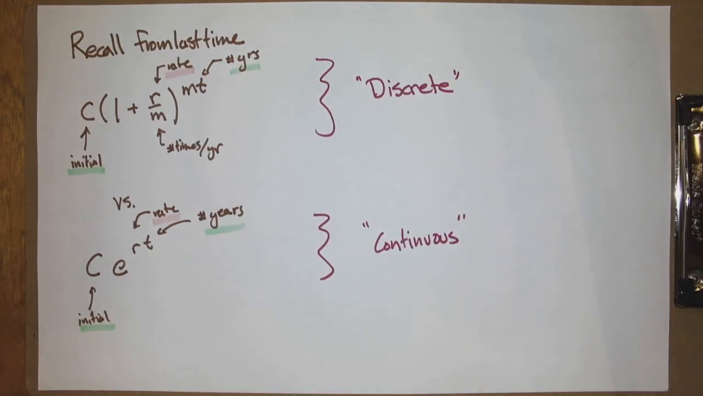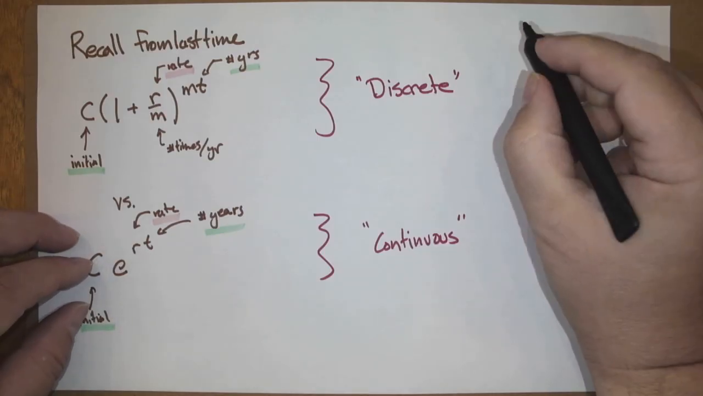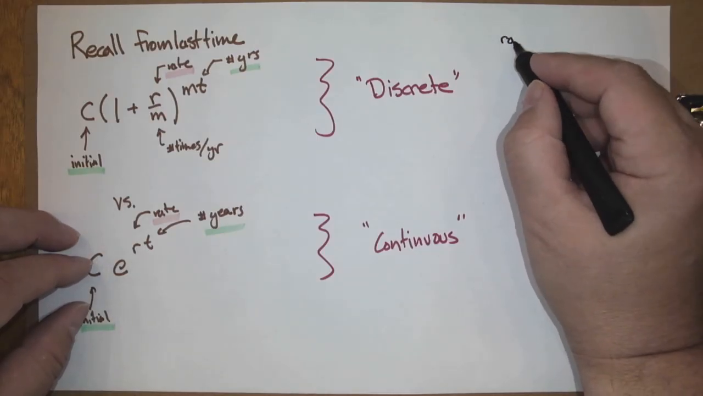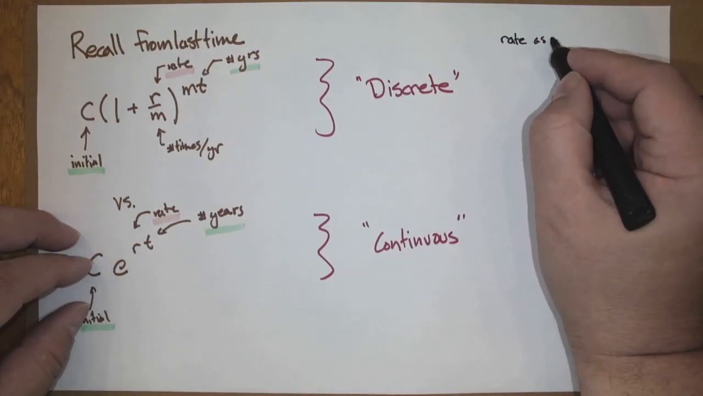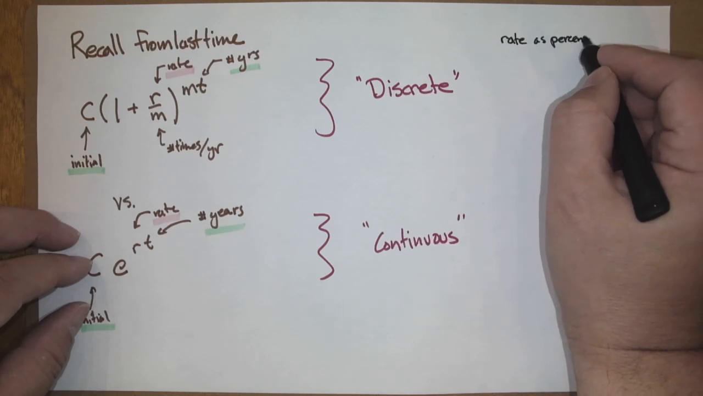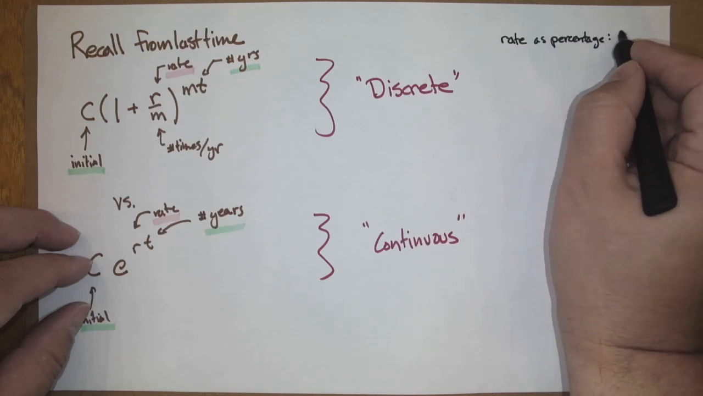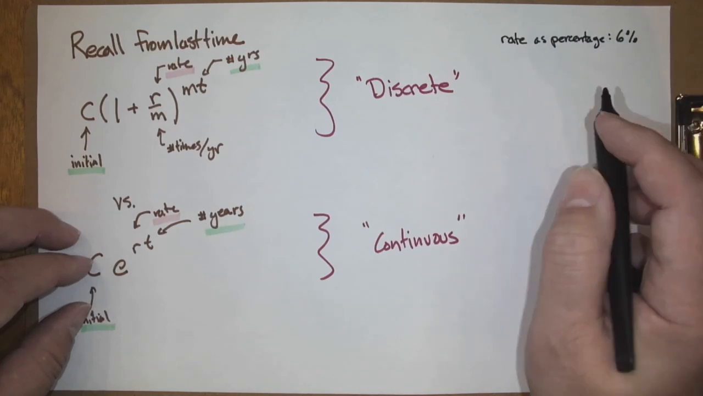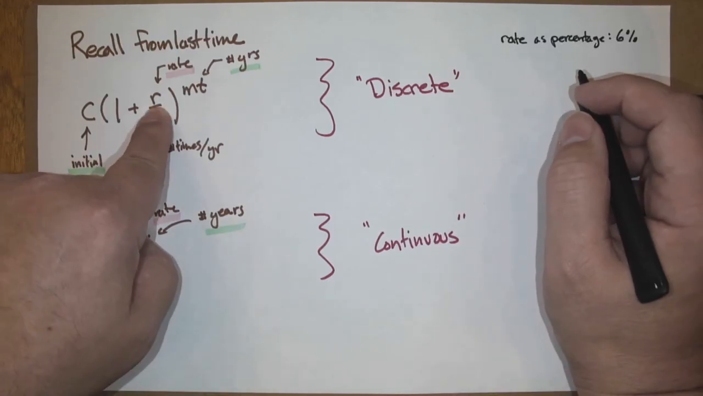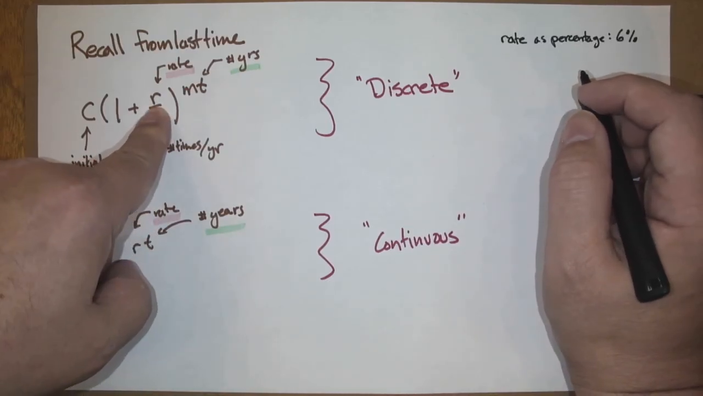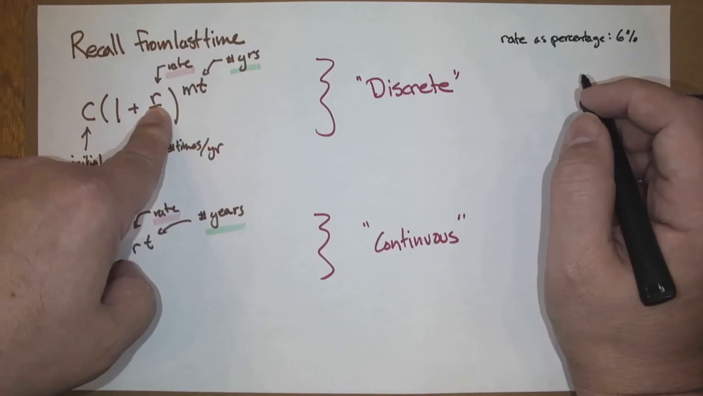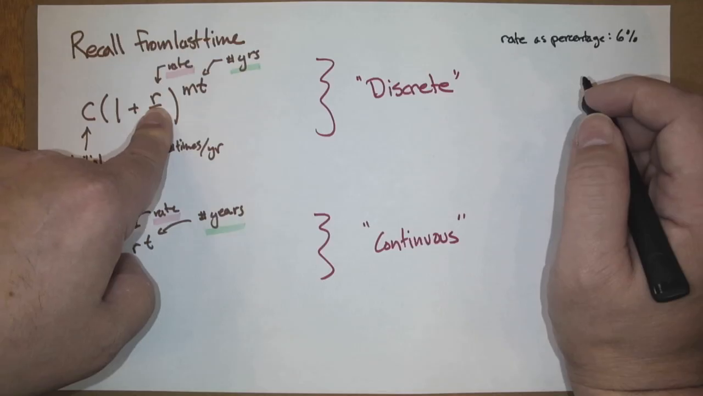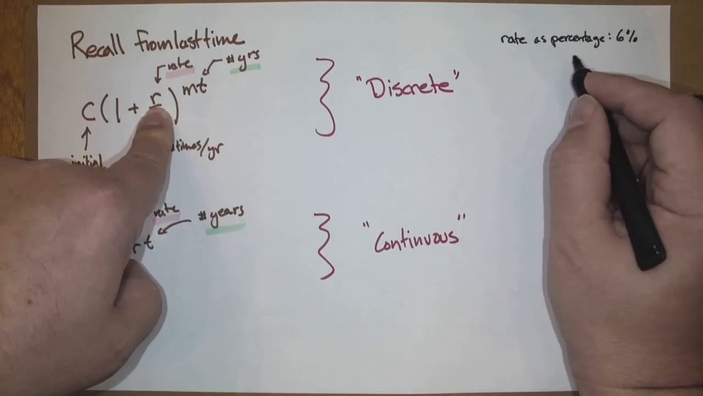You have a rate, R. Now normally, rates are given as percentages. So rate as a percentage might be something like, let's say 6%. But when we talk about this R in the formula, don't put in 6. What should you put in? What do you do with percentages? Yeah, you have to convert it.